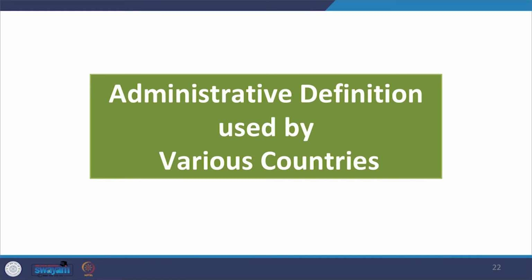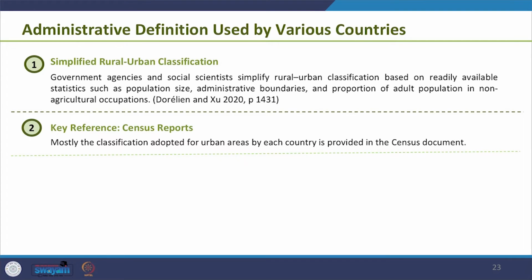Moving on to the third segment, here we are going to cover the administrative definition used by different countries. We see that government agencies, researchers, and people who study cities simplify the rural-urban classification based on readily available statistics such as population size, administrative boundaries, and proportion of adult population in non-agriculture occupation. Based on these, usually the countries or the people who study cities classify the urban areas.